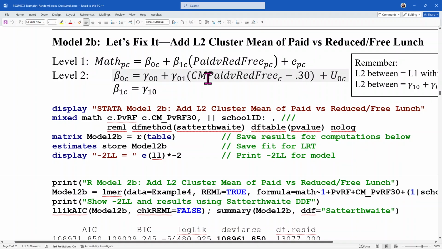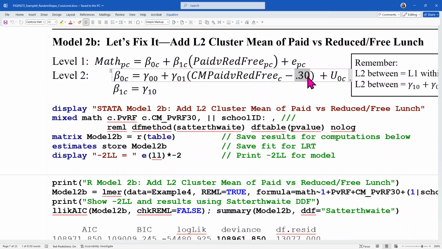I'm adding in cluster mean of this variable. I am centering it at 0.3 to create a reference school that looks like the average. So keep in mind that the scale of this variable is 0 to 1. It is a proportion. That means a 1 unit change is talking about the difference between a hypothetical school with no poor kids and all poor kids, 0 to 1. So the slope for this is going to be huge because the unit is the entire range of the variable. So just as a heads up.